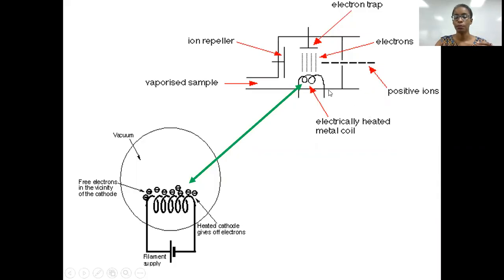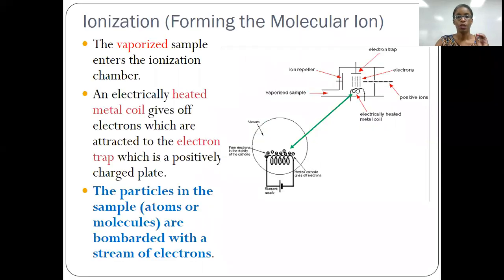You get bombarded by electrons, high-speed electrons, and in this bombardment, the electrons knock off an electron and form what we call a radical cation. So this is just saying exactly what I had said before. Your vaporized sample enters the chamber, electrically heated, etc. Right? So this is for your notes.